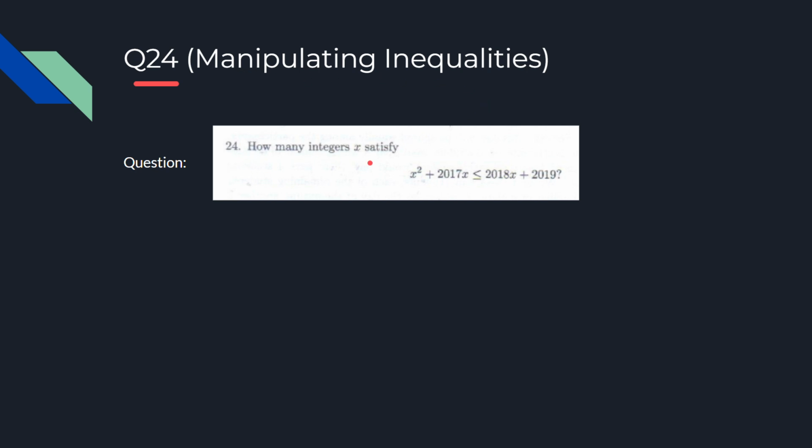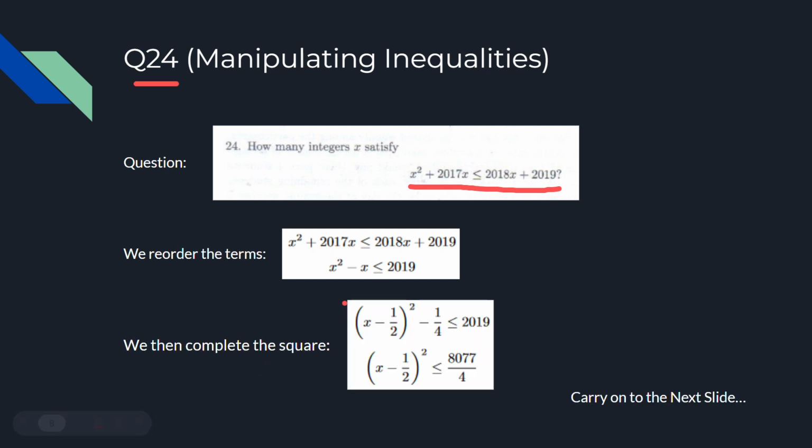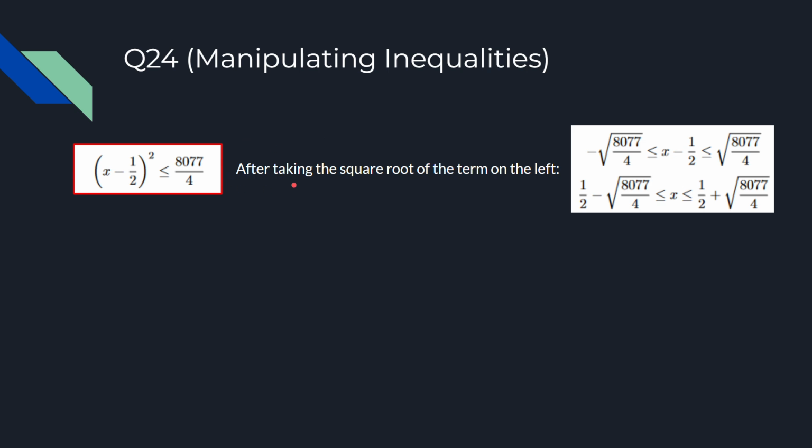So how many integers x satisfy this inequality over here? We start off by realizing that we can reorder the terms. We bring the 2018x over to this side, and then we can complete the square. Completing the square leaves us with a single x, and then we square some term inside. You can expand this out to check that this equals this. And then we can bring the quarter over to that side, and then we express it as such. After that, we take the square root of the term on the left, because it's a square, right?